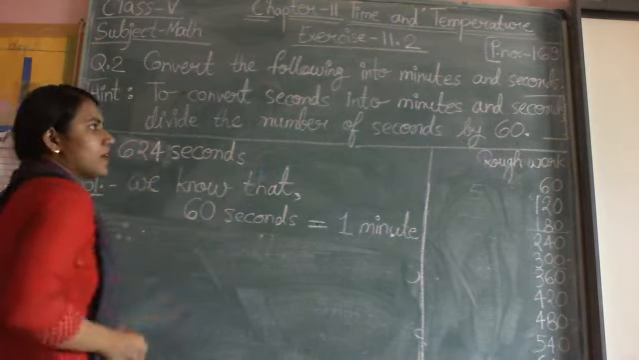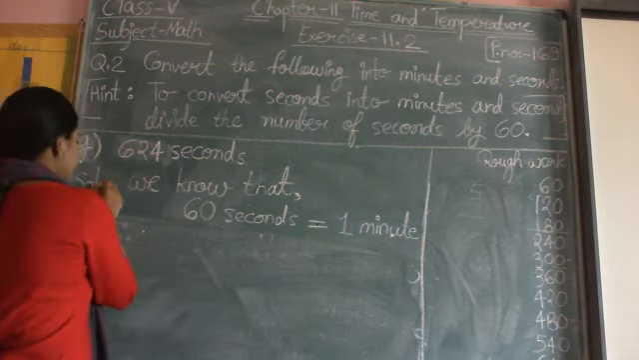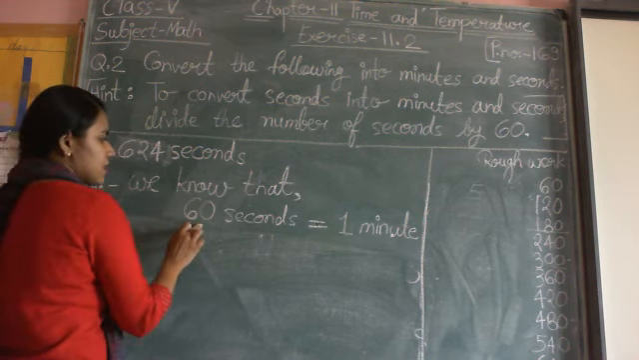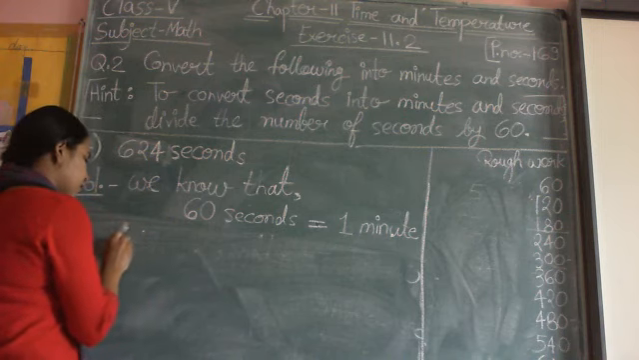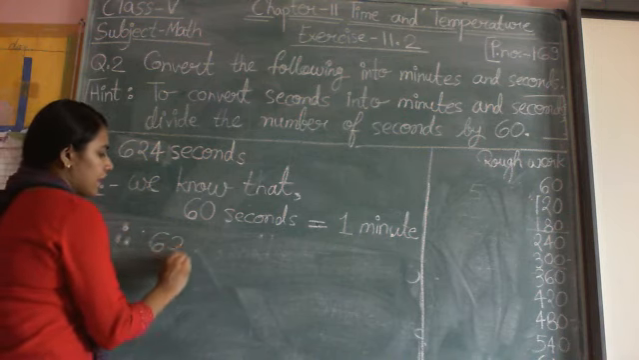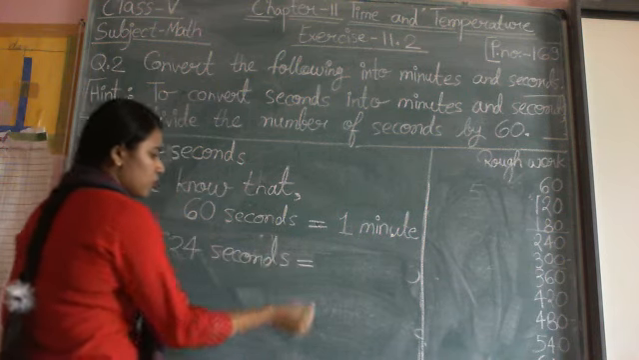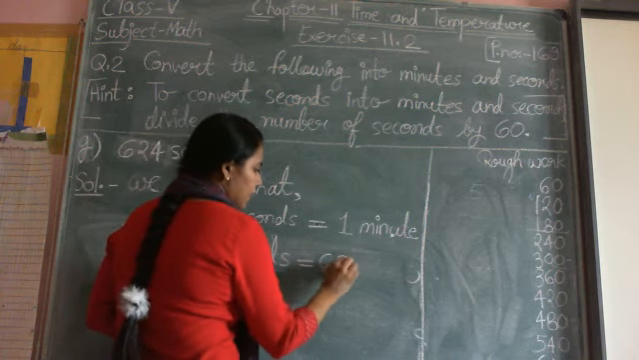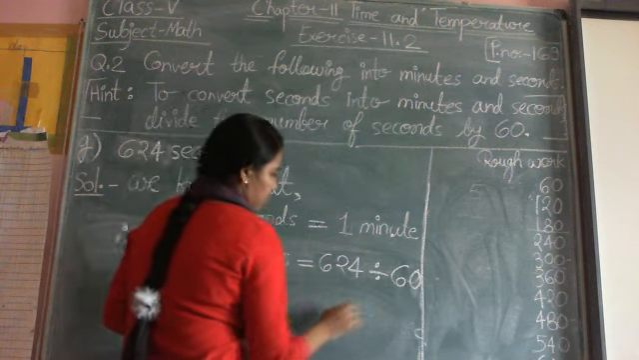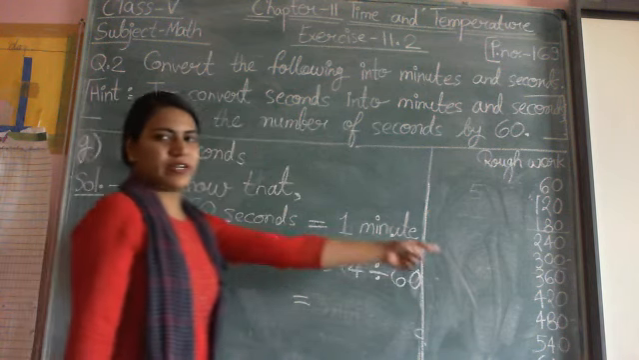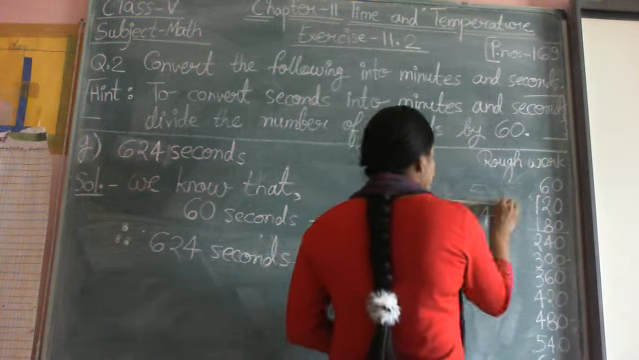So to convert, what do we do? We divide the given number by 60. So in the solution we will write, we know that 60 seconds is equal to 1 minute. In the next line, therefore, 624 seconds is equal to 624 divided by 60. Now in rough work, we will divide and get our result.